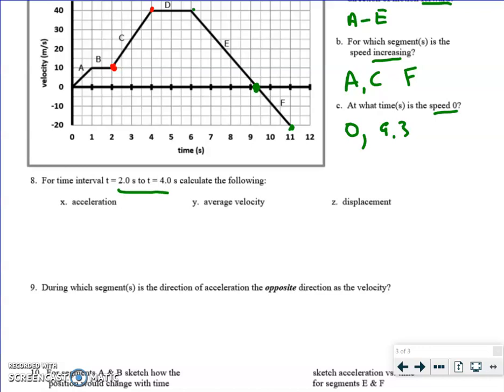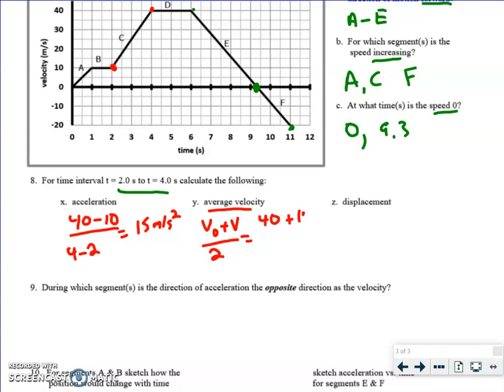Okay, acceleration most of you were fine with. It's just the slope of that. So you're going to say 40 minus 10 divided by 4 minus 2 or something like that. That's 30 divided by 2, 15 meters per second squared. Average velocity, you're not going to use displacement divided by time because you don't have the displacement. So what you should use is initial plus final divided by 2. And there shouldn't have been any guesswork on that. I saw somebody do subtracting that. So 40 plus 10 divided by 2 gives us 25 meters per second.